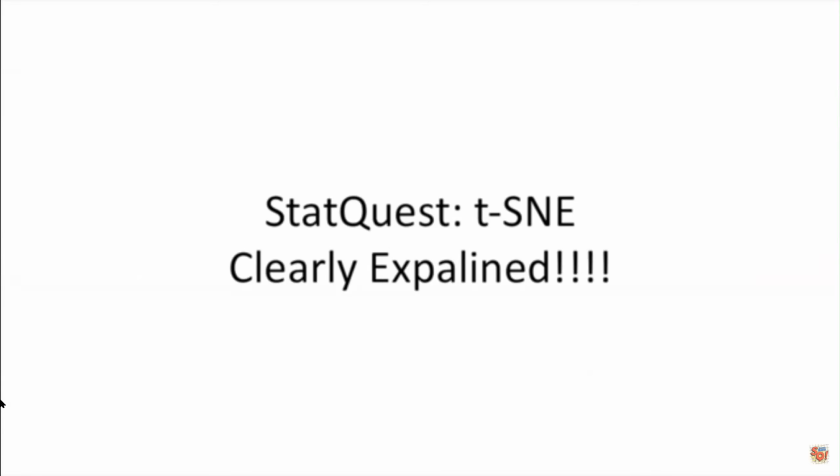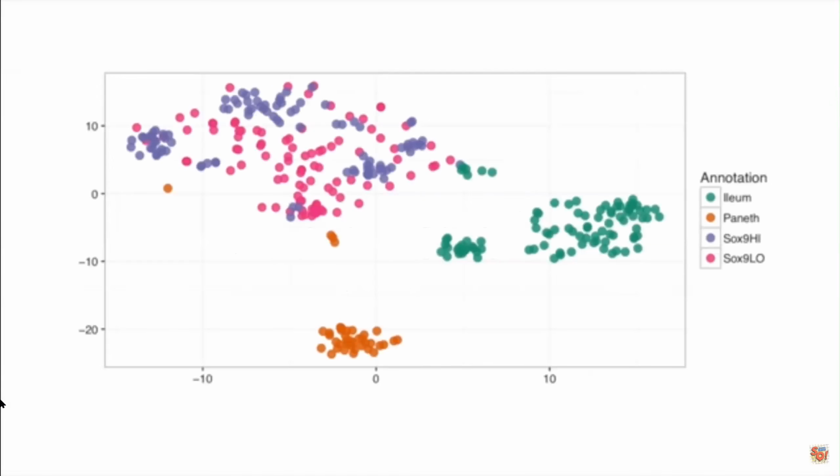Here it goes. If you're watching this StatQuest, chances are you've seen an example of a t-SNE graph before. What t-SNE does is it takes a high-dimensional data set and reduces it to a low-dimensional graph that retains a lot of the original information.